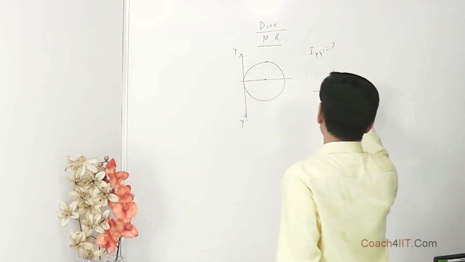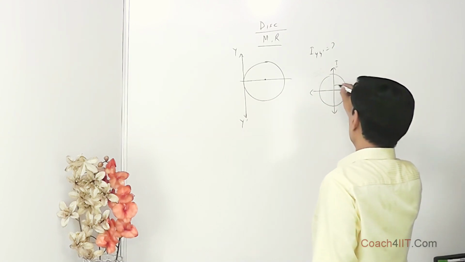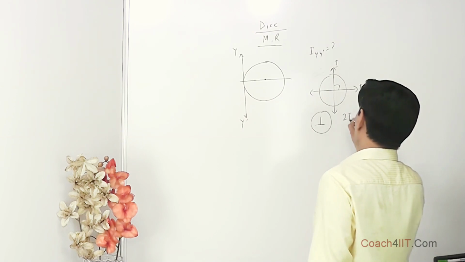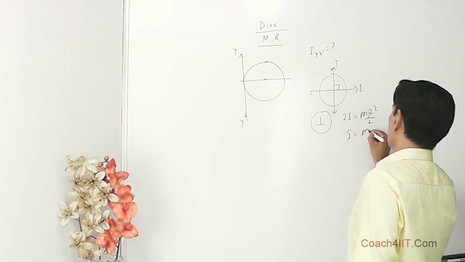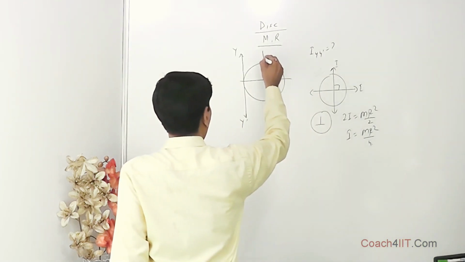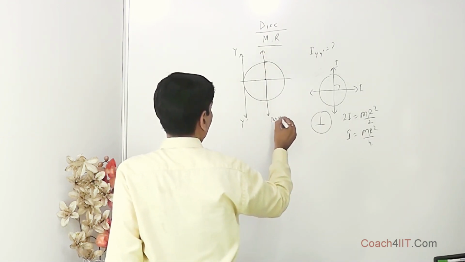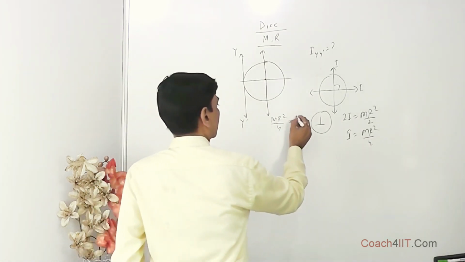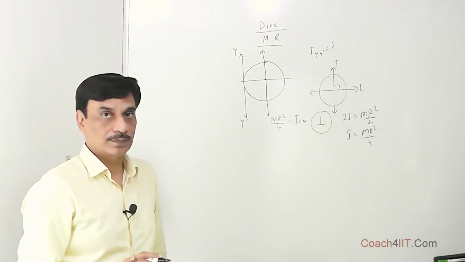So for this, about this axis it is I, and about this axis it is also I. Using the perpendicular axis theorem, I plus I gives 2I equal to m r square by 2. So I is equal to m r square by 4. So the moment of inertia about this axis is m r square by 4, right? And this is ICM only. What we have done is made use of the perpendicular axis theorem.